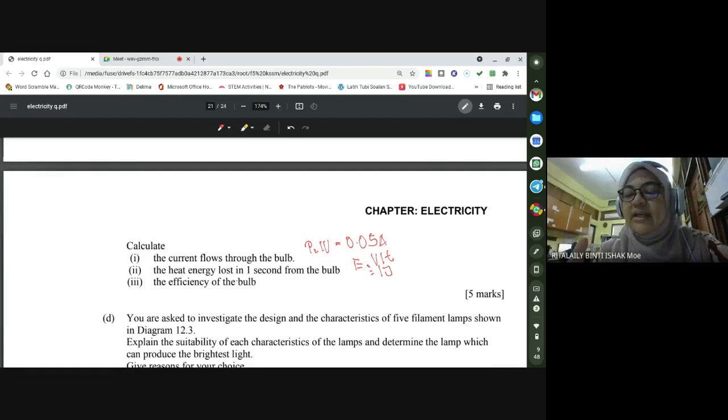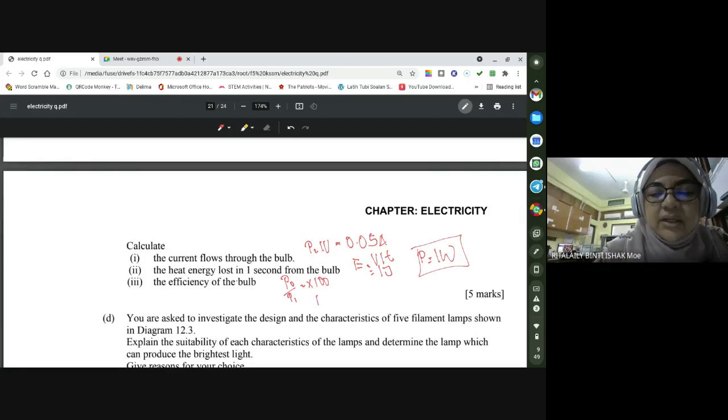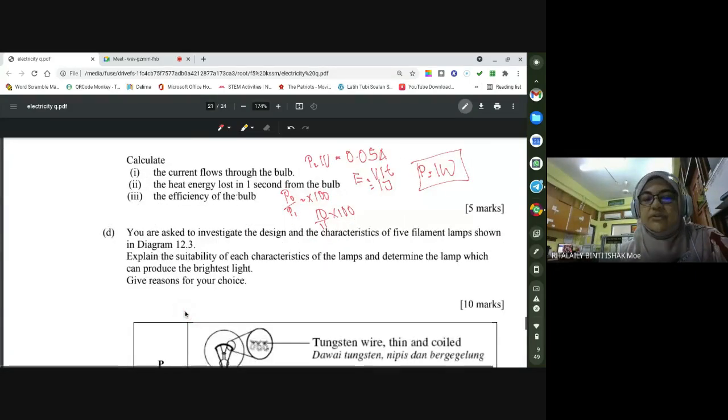This is for 1 second, 1 joule energy loss. And if it is for power, times 1 second, so you get 1 watt. Since 1 watt is lost, the efficiency of the bulb is power output divided by power input times 100. So since 1 watt is lost, the power output is only 10 watt left, divided by 11 times 100.